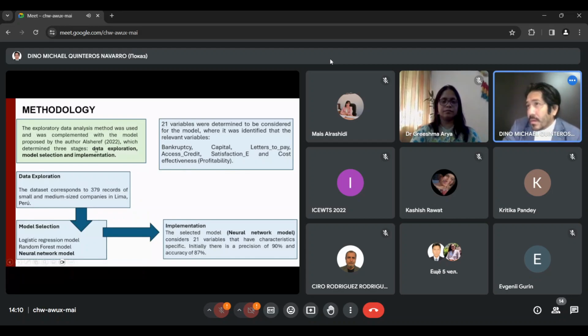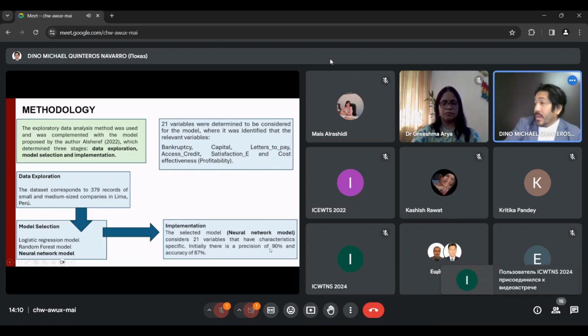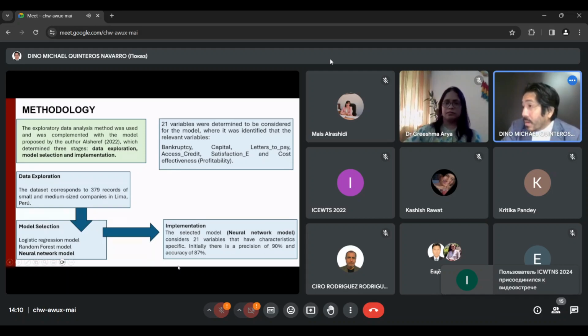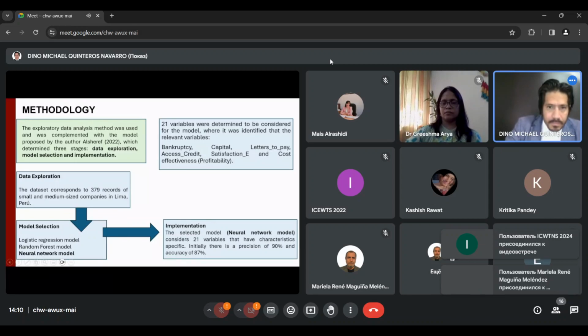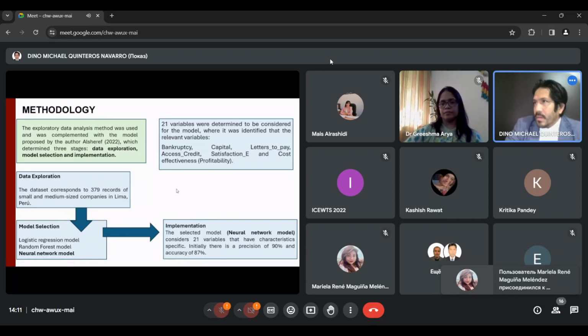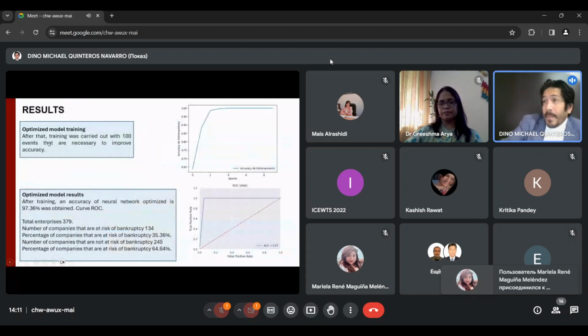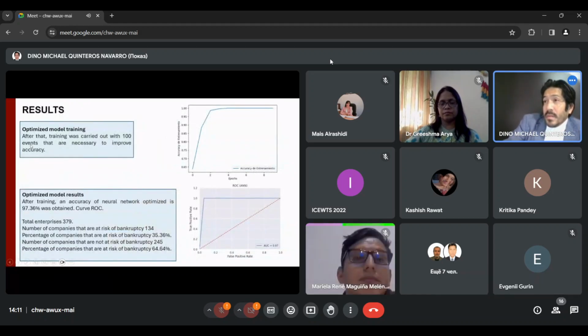In stage 3, implementation, the selected neural network model considers 21 variables that have specific characteristics. Initially, there is a measure of precision and accuracy. Results: optimization model training. After that training, we see events that are necessary to improve accuracy.